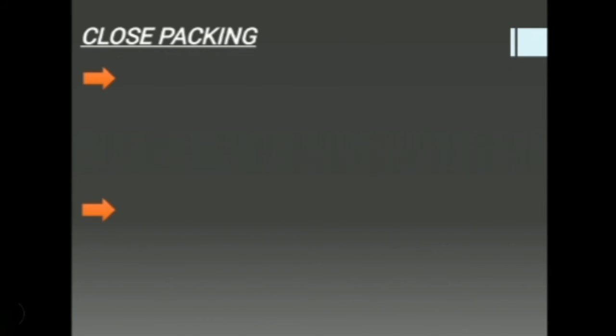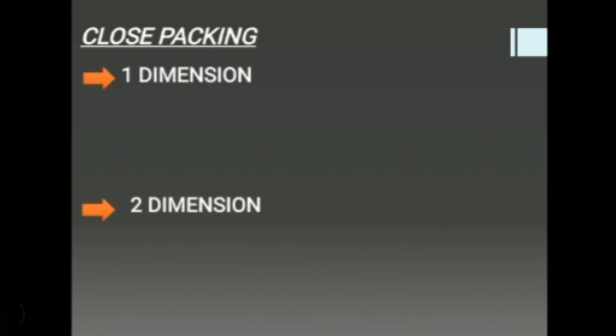Now close packing. There are 2 types of close packing. Close packing is nothing but the arrangement of spherical bodies, very closely packed, and hence it is called close packing. There are 2 types in close packing, which are 1 dimension and 2 dimension.